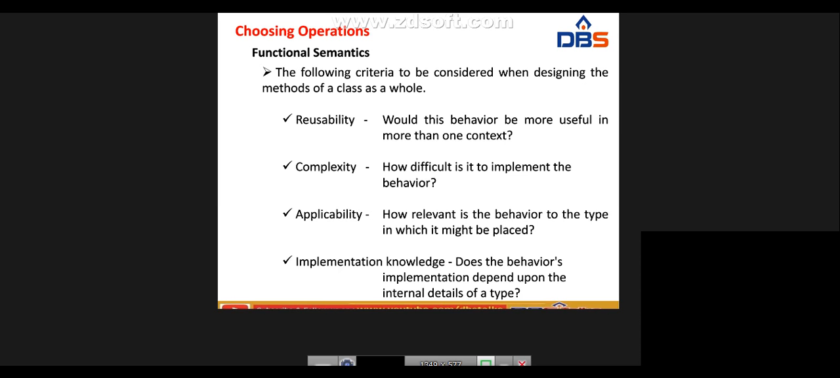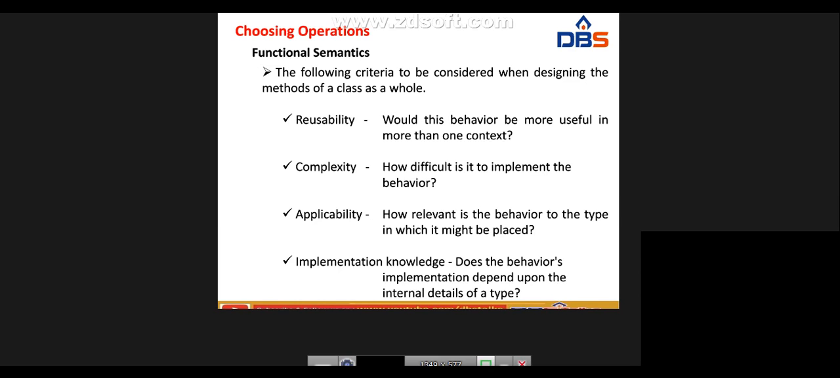So here we can assign different types of operations in the functional semantics. The following criteria are to be considered when designing the methods of a class as a whole. The first one is reusability, the second is complexity, the third is applicability, and the fourth is implementation knowledge. The first one is reusability: would this behavior be useful in more than one context? Based on the context, is the reusability good or not?